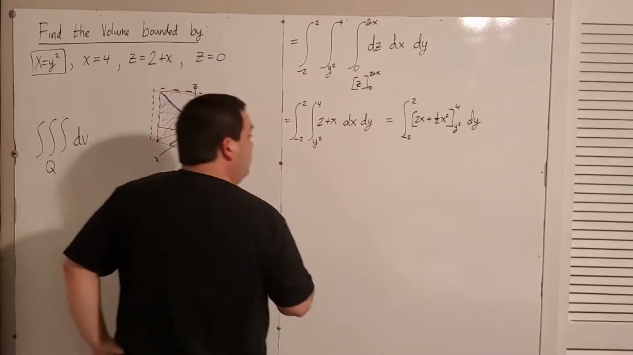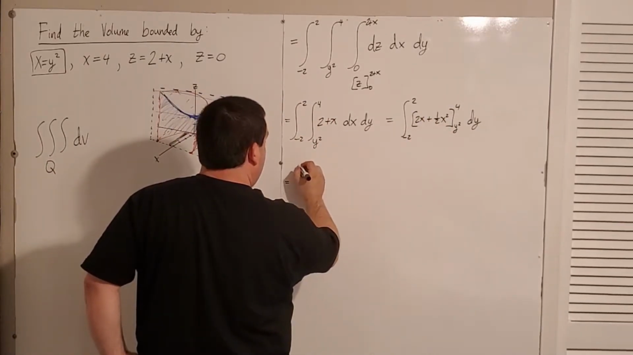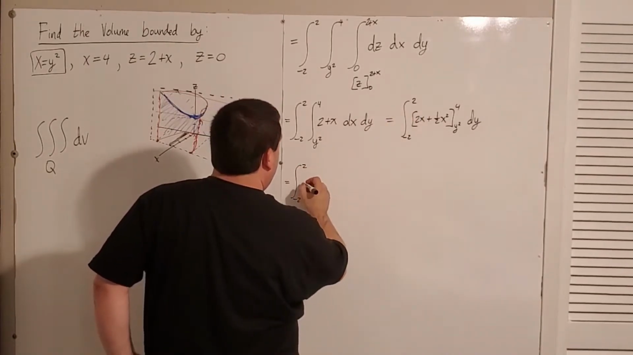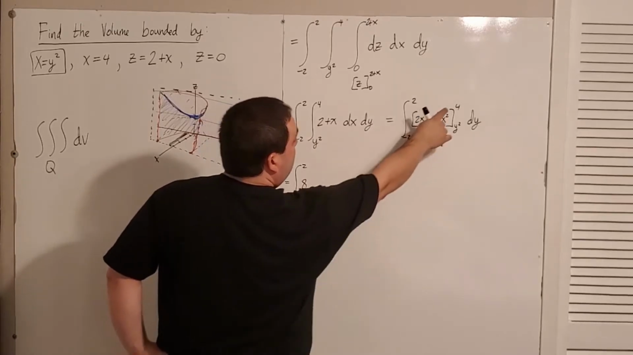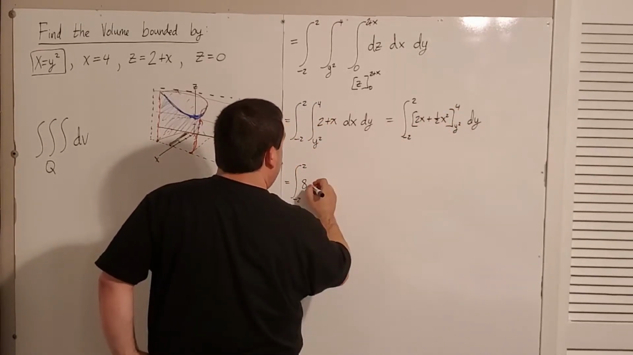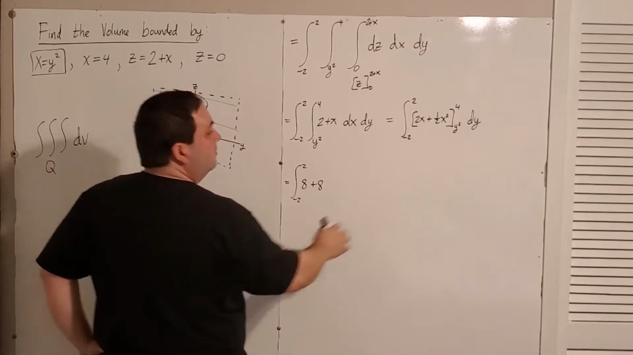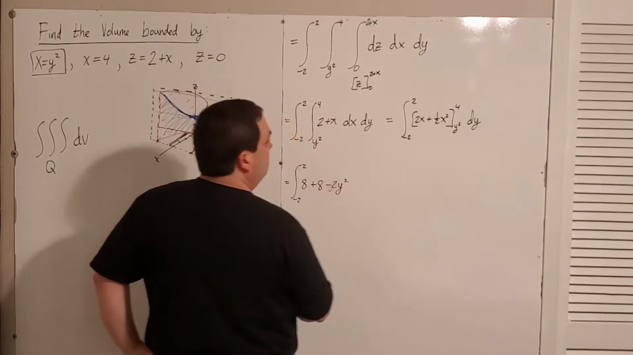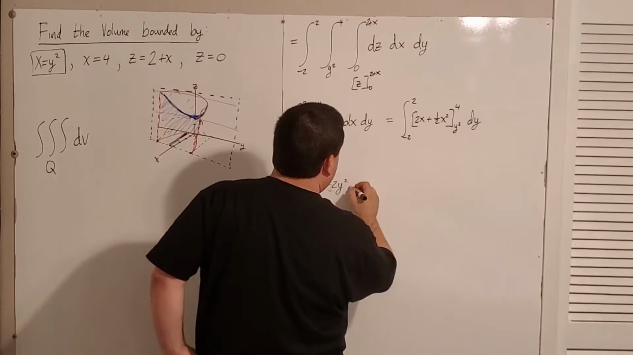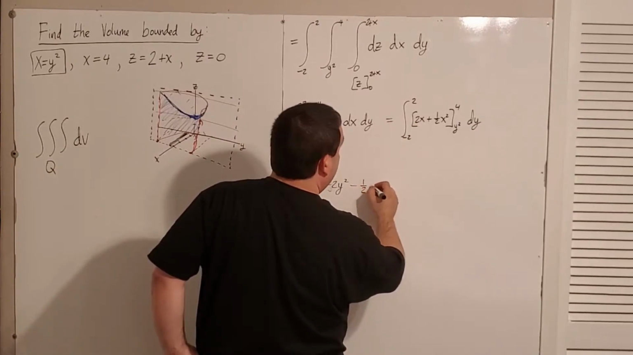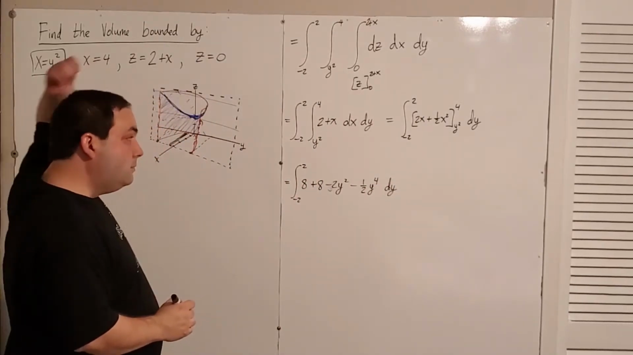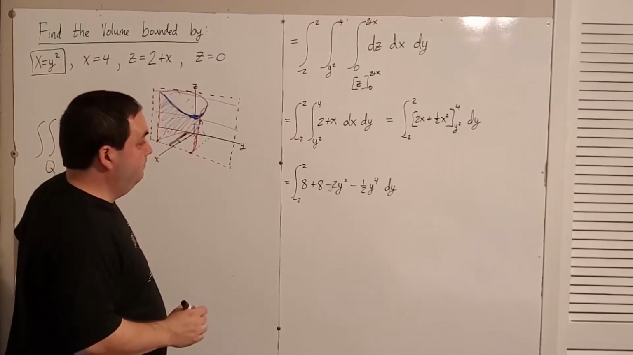So now we're going to substitute those pieces in. Integral from -2 to 2. And then I'm going to have, let's see, 8, and then 16 over 2 is 8 again. And then 2 times y squared, but it'll be minus. And then minus 1/2 y to the 4th.